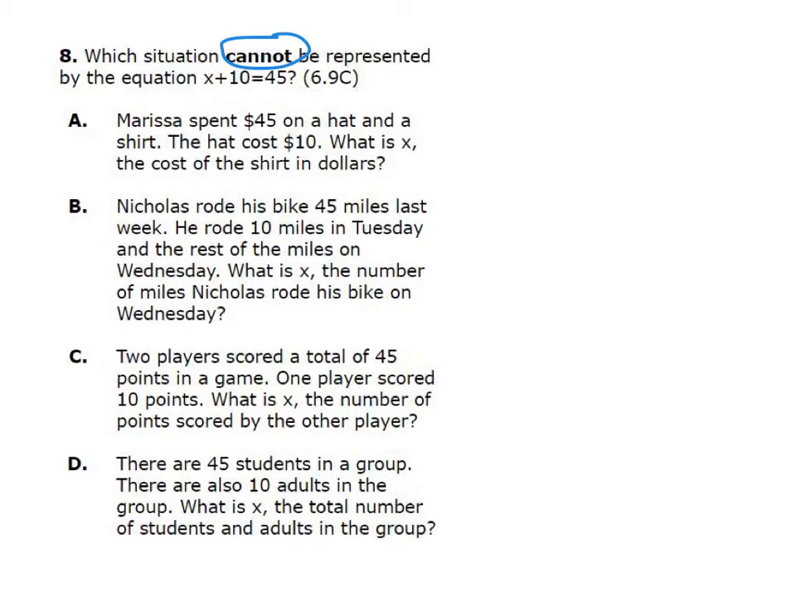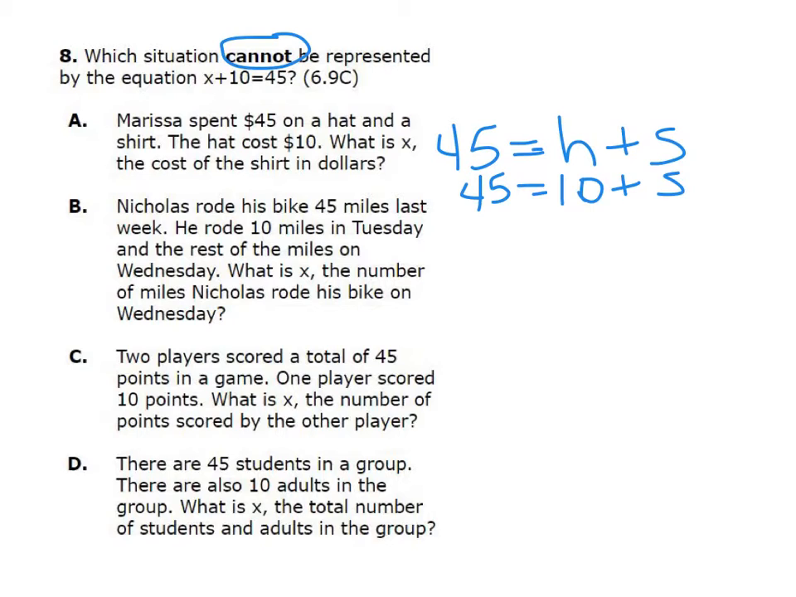So here it says, Marissa spent $45 on a hat and a shirt. The hat cost $10. What is x, the cost of the shirt in dollars? So we know that Marissa spent $45 total. Okay? It's saying a hat plus a shirt. They're telling you the hat is $10, but we don't know what the shirt is. So if we look at it, this is my equation.